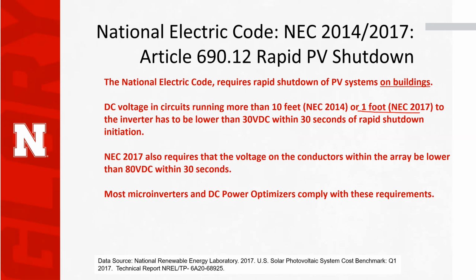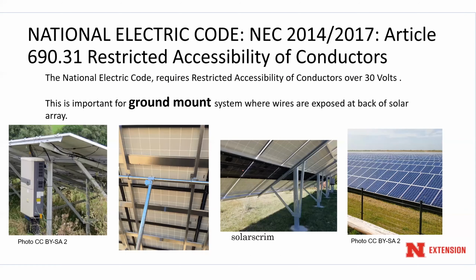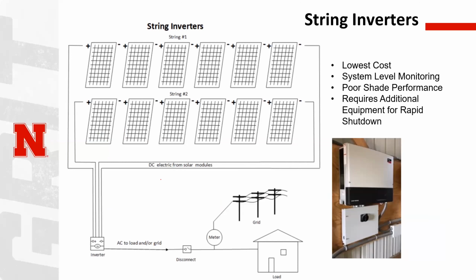And it would say the DC circuits running more than 1 foot from the inverter have to be lower than 30 volts DC within 30 seconds. So we've got to essentially de-energize any of those circuits right up next to the solar panels. And so this changes how we design this equipment. Let's touch on those, and then we'll come back to the other one.